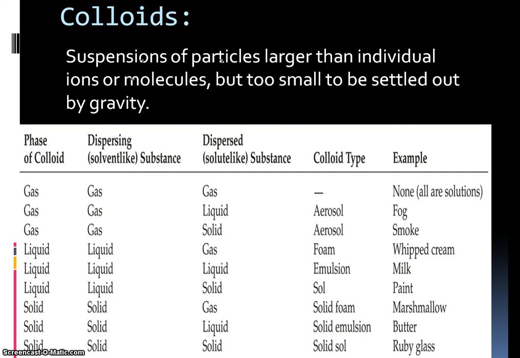Now, we're going on to the next thing, which is colloids. Colloids are suspensions. They're particles that are bigger than what would be in a solution, okay? But they're too small to be settled out by gravity. Again, they can be in all the phases: gas, liquid, and solid. You can look at a couple things. Here's a solvent-like and a solute-like, and what kind of colloid it has: emulsion, foam, aerosol, and then see what we've got over here that's an example. Fog, probably all of you know, smoke, whipped cream, milk, marshmallows, butter. These are things that we have commonly in our life.